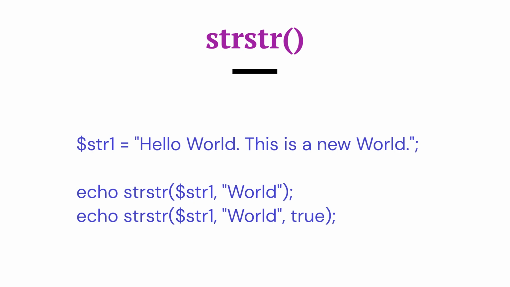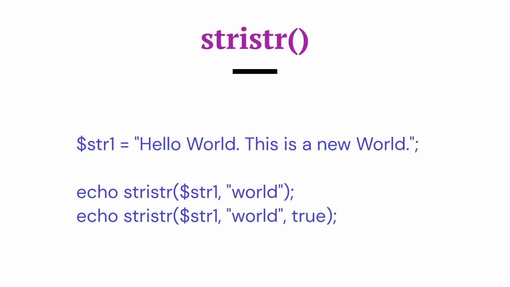Let's look at the example. The first example, the return value is world. This is a new world. The second example, the return value is hello. The stristr function works the same as the strstr function, but it is not case sensitive. This example passed as we are using the function stristr, which is non-case sensitive.